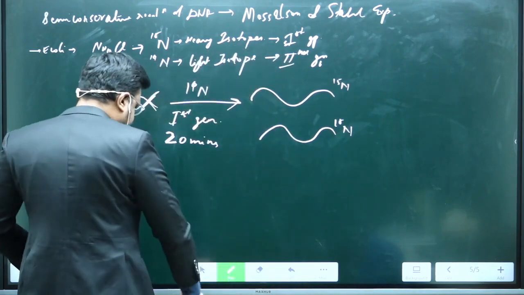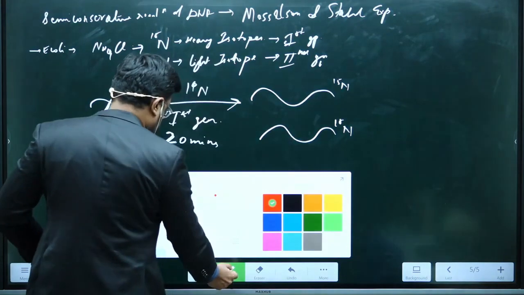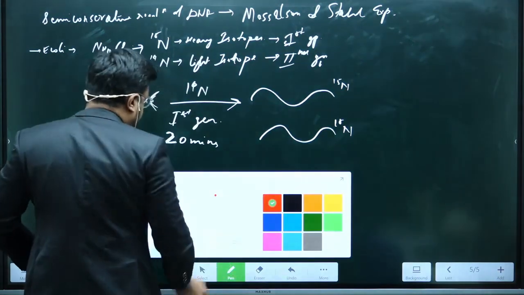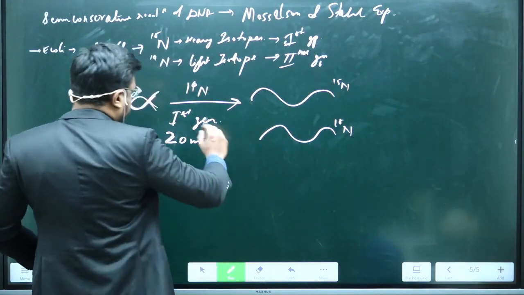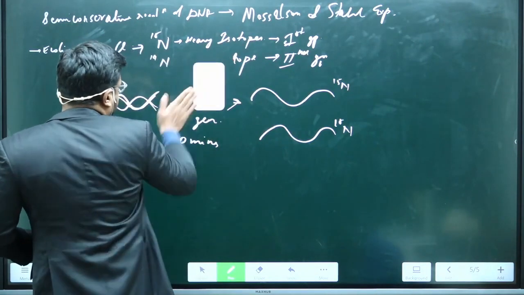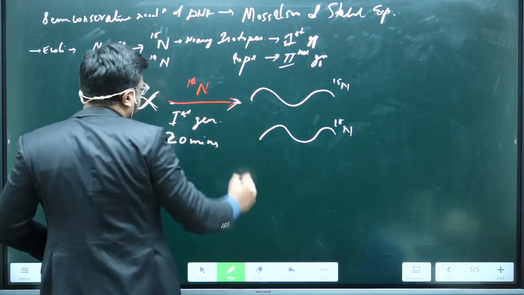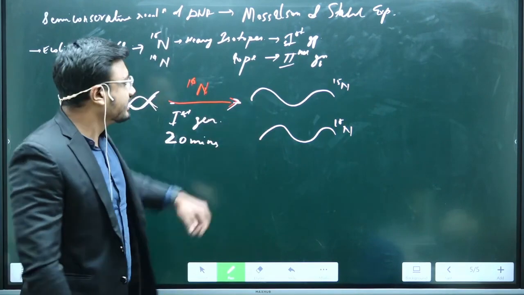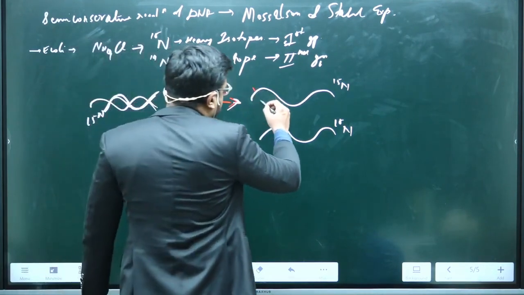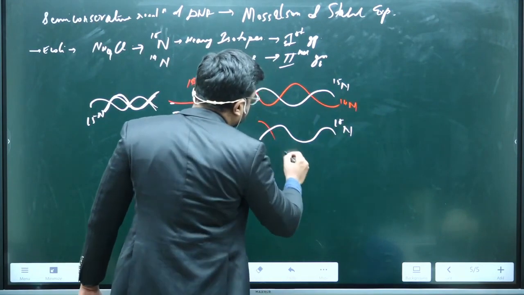Now as they were made to grow in the light isotope of nitrogen, 14N, it was observed that the light strand of the DNA was also produced, that was 14N, and these were the new strands.